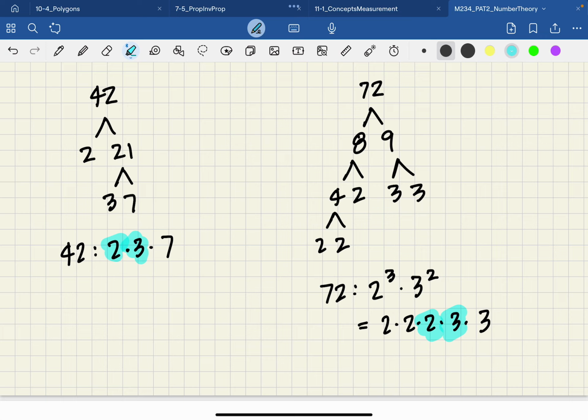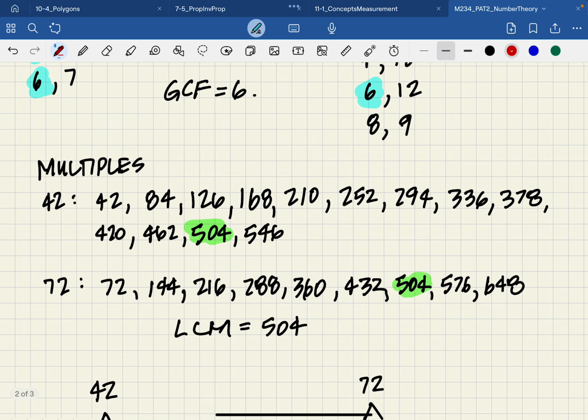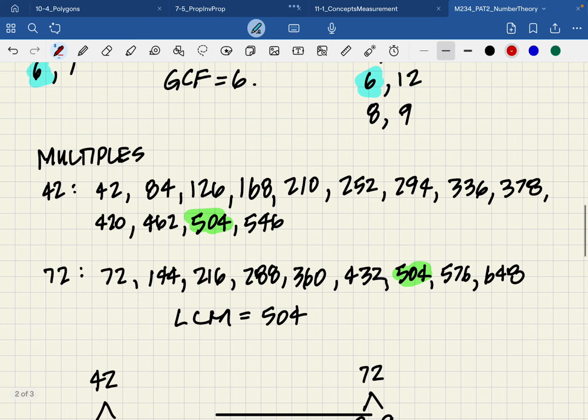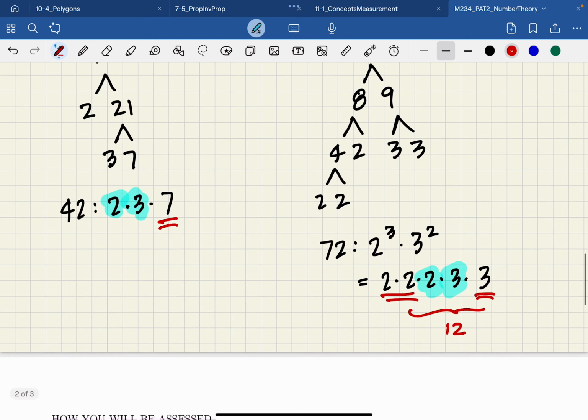Another thing I notice that's kind of interesting is that what's left over here is 7, and what's left over here would be 2 2s and a 3, which together would make a 12 if you multiplied them. And it seems like that has something to do with multiples. In 72, if I look carefully, there is a 7 that pops out to me there, and in 42 there is a 12 that pops out there too.